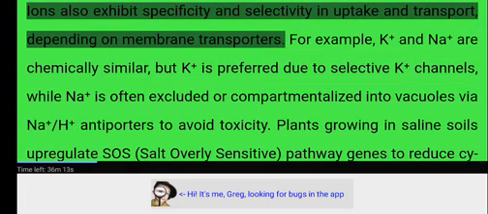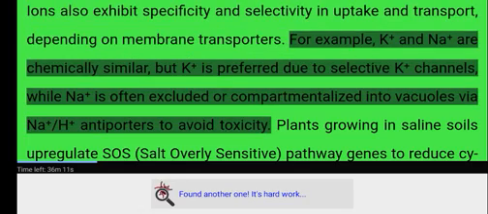Ions also exhibit specificity and selectivity in uptake and transport, depending on membrane transporters. For example, K+ and Na+ are chemically similar, but K+ is preferred due to selective K+ channels, while Na+ is often excluded or compartmentalized into vacuoles via NHX antiporters to avoid toxicity.